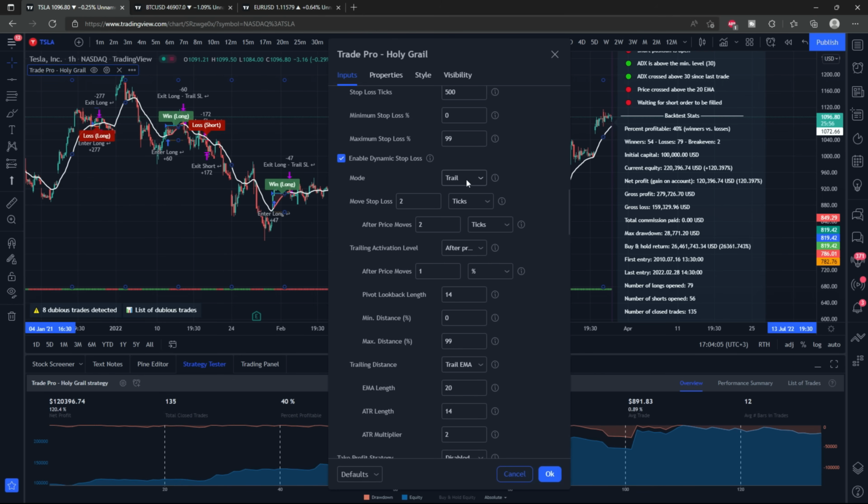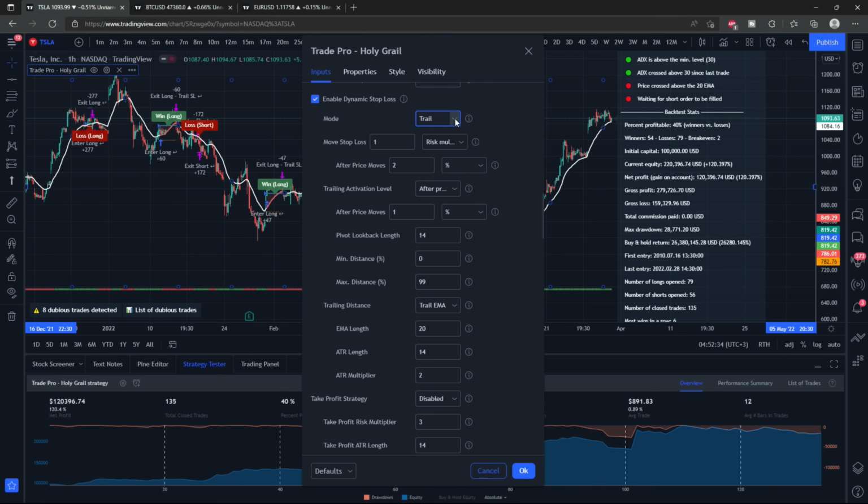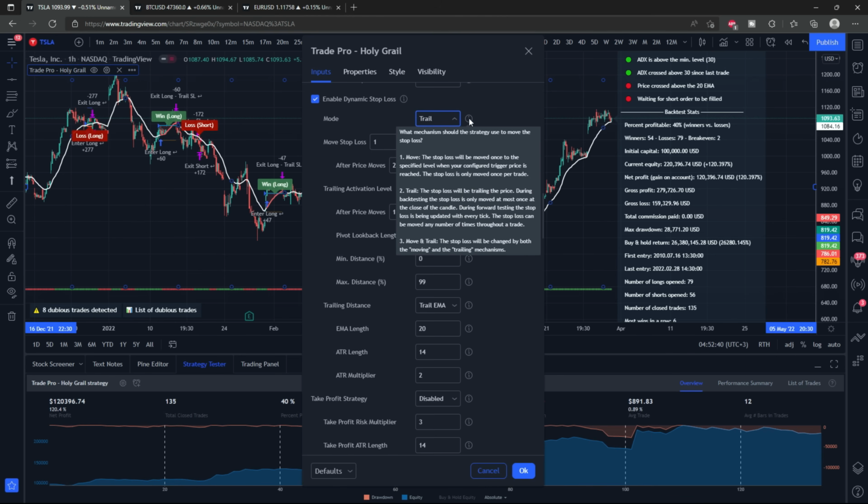Next is the enabling of a dynamic stop loss. So you can have a trailing stop loss and a bunch of different parameters, which I'll get into right now. So let's go through the 3 different types of modes that you have for the dynamic stop loss here. We have move, trail, and move and trail. So we can read about each of those here.